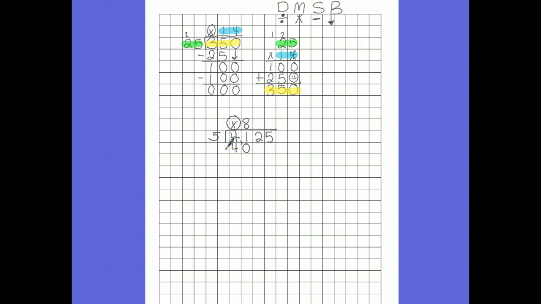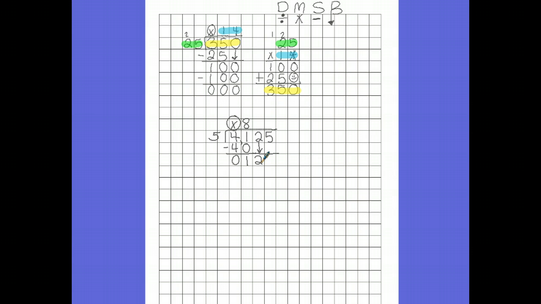So I've done division, multiplication. Now I'm going to do my subtraction. 1 minus 0 is 1. 4 minus 4 is 0. And then I'm going to do my next step, which is bring down. Remember, if you bring down, that means you have to do all steps over again.